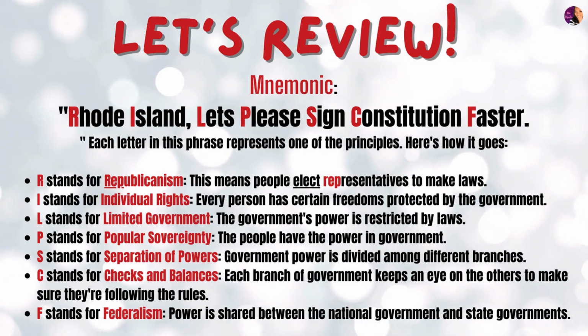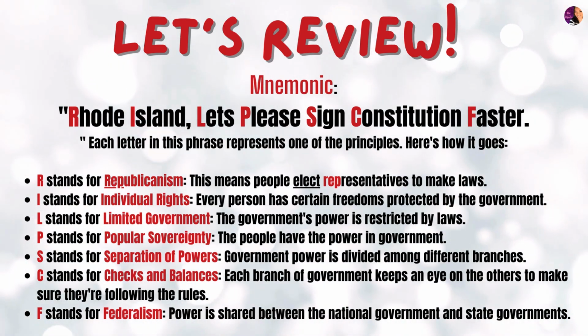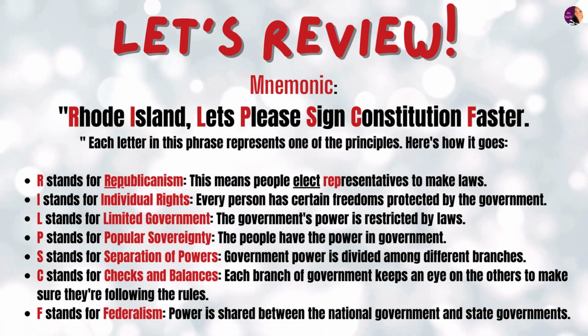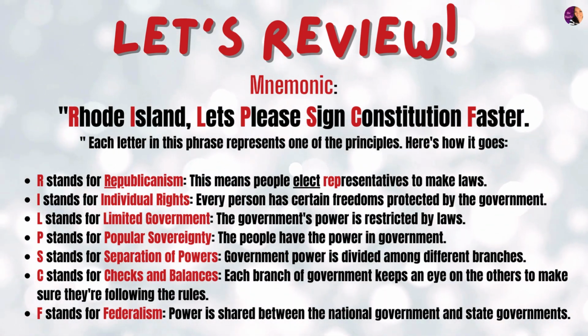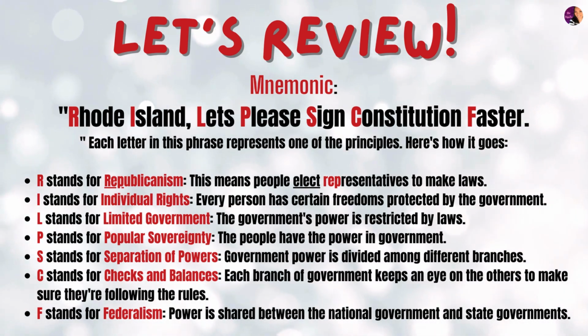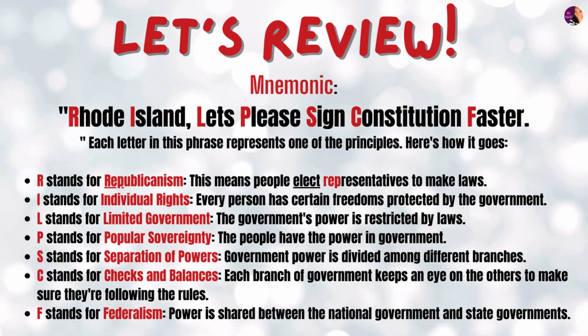L stands for limited government. The government's power is restricted by laws. P stands for popular sovereignty. The people have the power in government. S stands for separation of powers. Government power is divided among different branches.